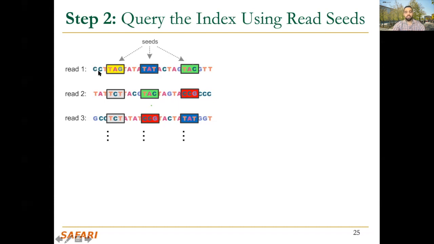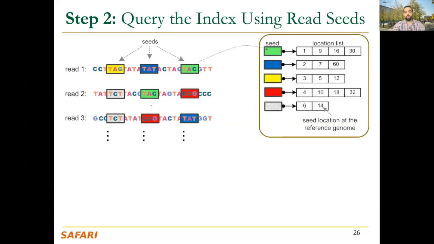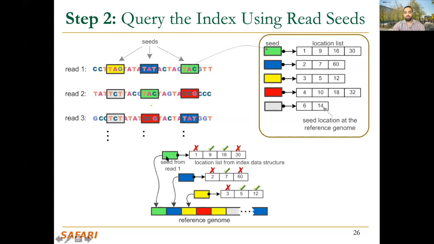Now, assume we got the read set. What we do is collect seeds the same way as we do with the reference genome. We query the seeds in the hash table. We get the locations of each seed match.